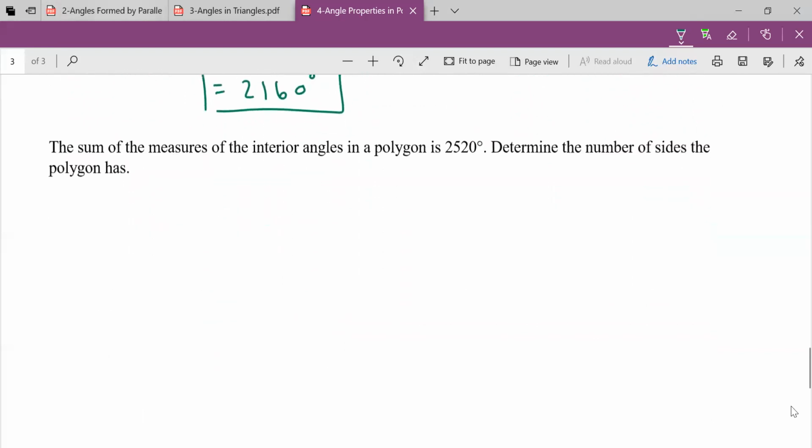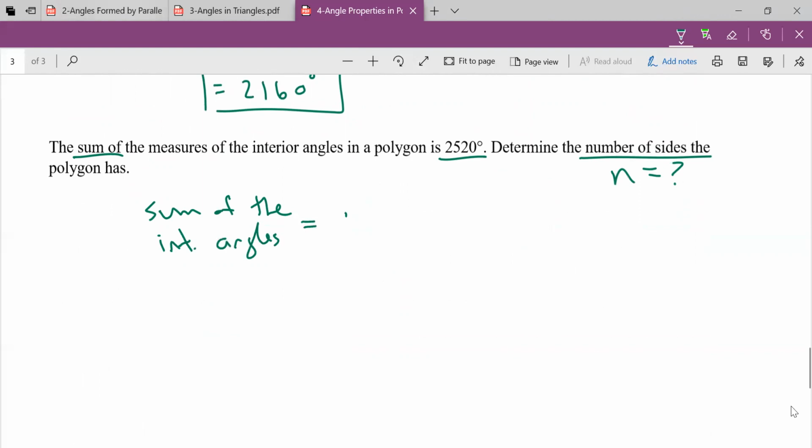Okay, last one. They're giving us the total of the interior angles, which is 2520. Determine the number of sides. Okay, so what we're looking for in this one is n. So I write down my formula. The sum of the interior angles is equal to 180 times (n minus 2). Well, the sum is 2520 is what it tells us. And we've got to find n.